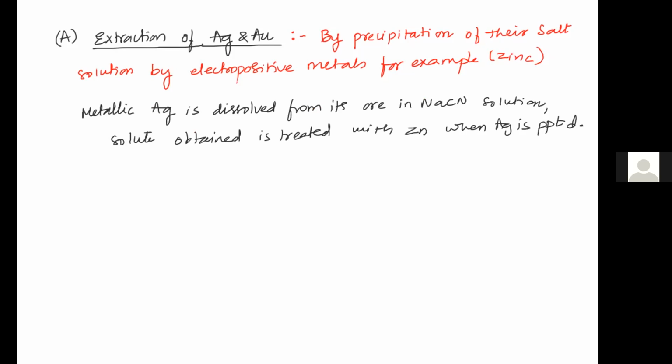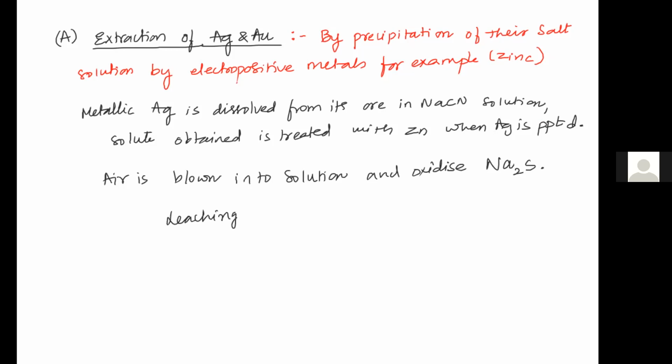Now, air is blown into the solution and oxidizes Na2S. Also, leaching the metals means reacting. Leaching is a chemical method. Leaching the metals like silver and gold with CN minus ion, the reaction is an oxidation reaction.